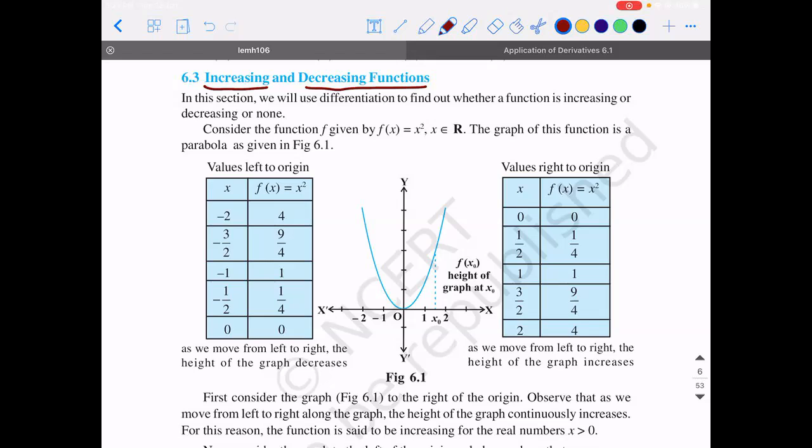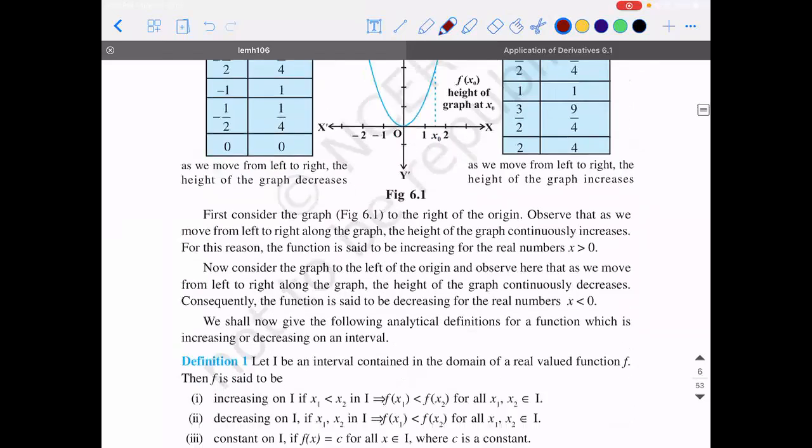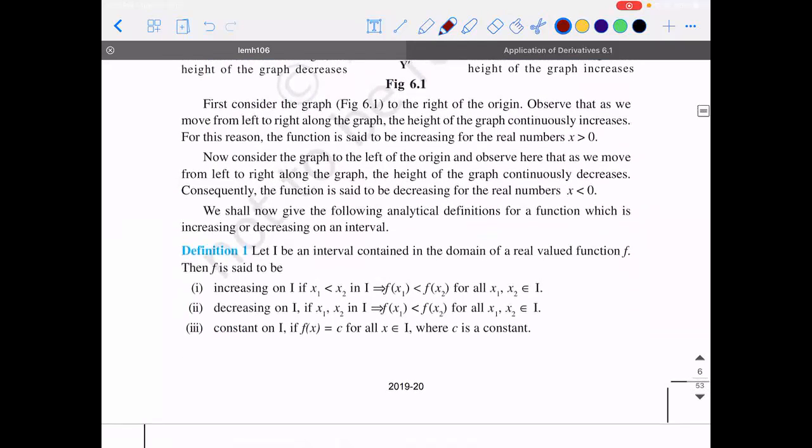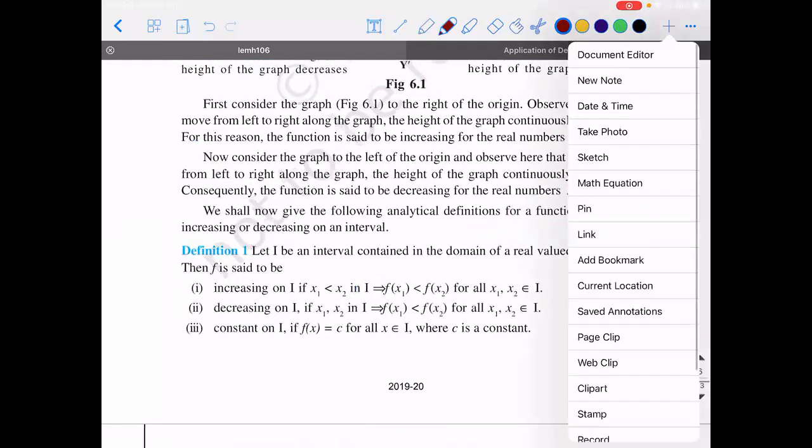So this exercise is going to build a base for the concept of maxima and minima, which we call increasing and decreasing functions. Shall we get started? Yes, sir. Let's take certain examples.